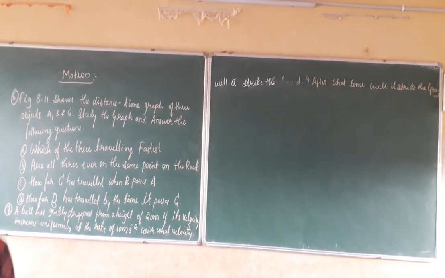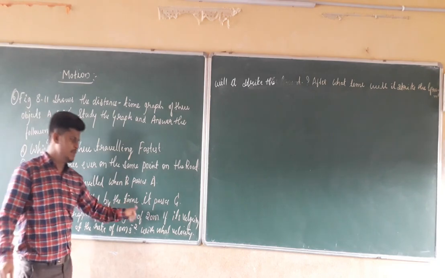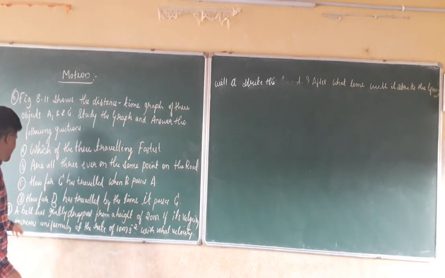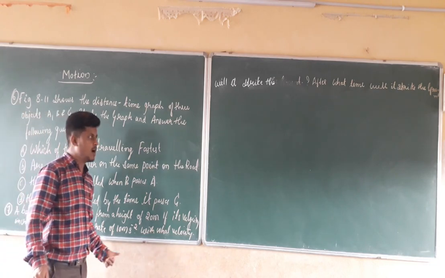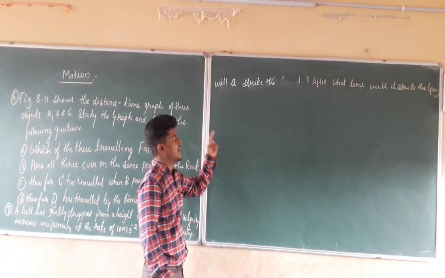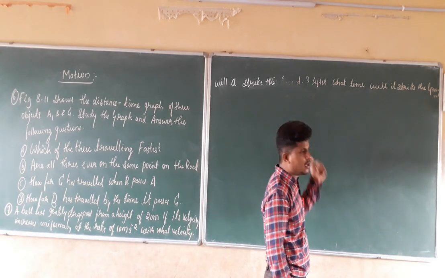Next question is the seventh question. A ball is gently dropped from a height of 20 meters. If its velocity increases uniformly at the rate of 10 meters per second squared, with what velocity will it strike the ground? After what time will it strike the ground?